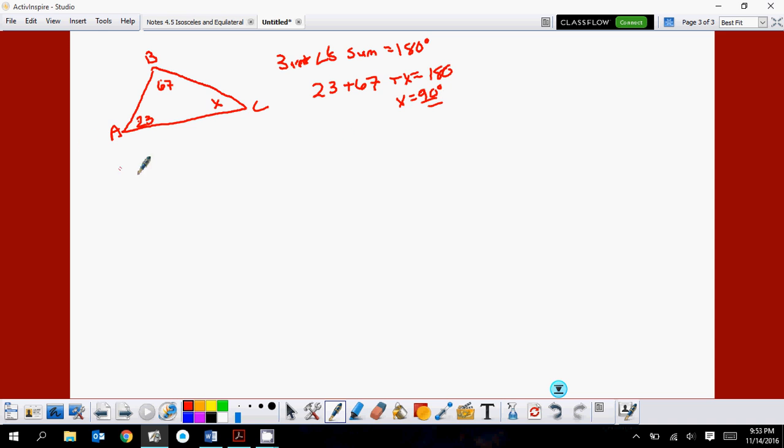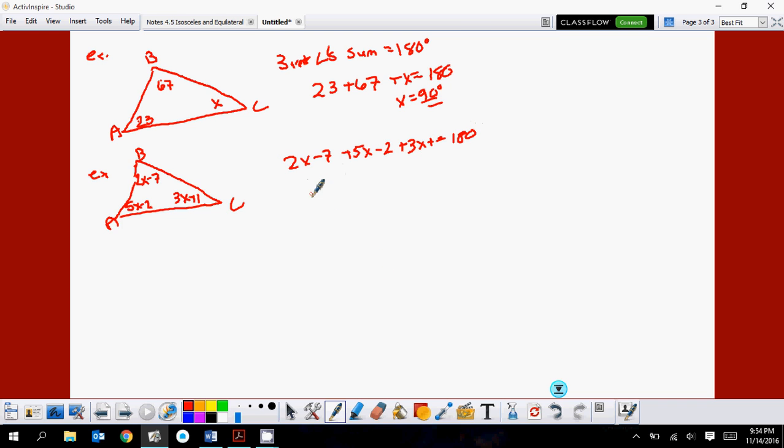Okay. So that's an example. I may give you that same triangle, but instead of giving you numbers, maybe I give you 5x minus 2, 3x plus 1, 2x minus 7, I don't know. I've still got to add up those three angles, even though they all have x's in them, to equal 180. Okay? You've got to remember in that case to combine like terms.